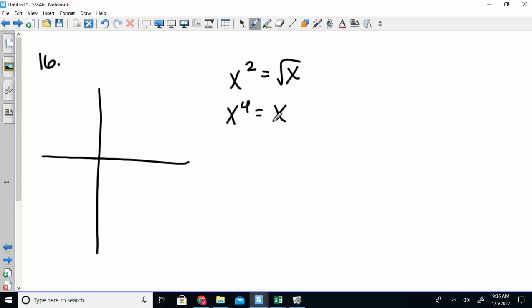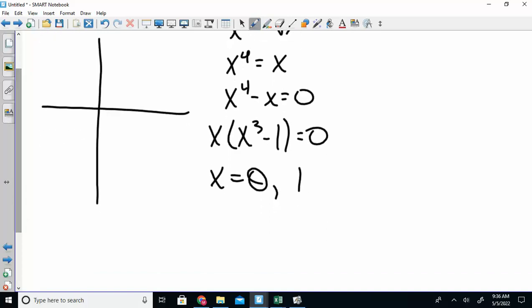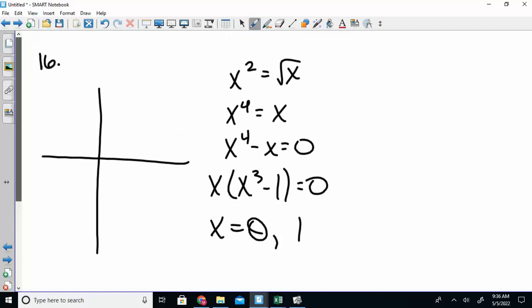Different ways of finding that. The easiest might be just to square each side. Subtract over your x. Here's common factor. So we get x to be 0 and 1. So those are the 2 points when these meet. That will also be my starting and stopping point when I integrate.